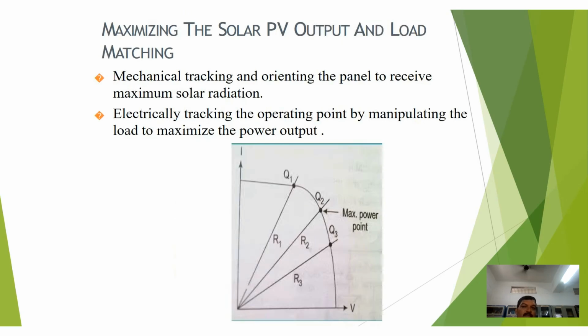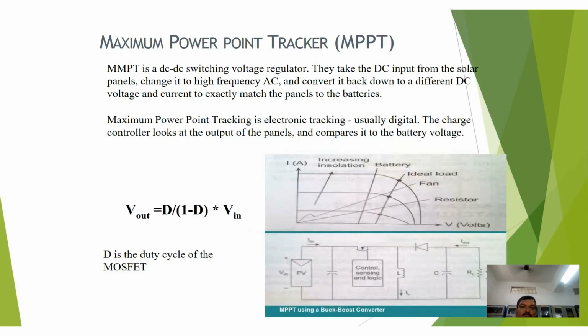So this is about maximizing the solar PV output and load matching. Mechanical tracking means orienting the panel to receive maximum solar radiation. Electrical tracking means tracking the operating point by manipulating the load to maximize the power. So this is the maximum power point tracker, which tracks the solar PV panel to find when maximum power occurs.